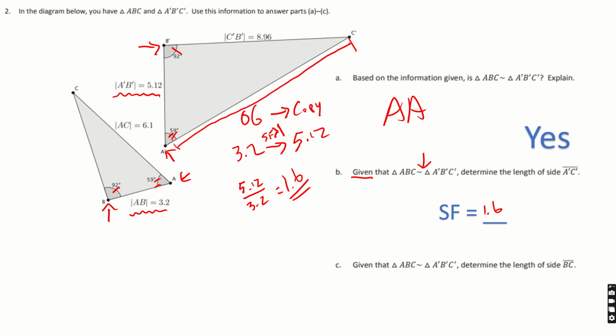this big thing here. We are given AC of 6.1. We know that when we multiply by our scale factor, we know it's a bigger version. That's why it's larger than 1, and it's 1.6. And so when we do 6.1 times 1.6, we get 9.76. And again, units, because I don't see any other units there, right? And same thing is true for C. It says given that triangle ABC is similar to triangle A prime, B prime, C prime, determine the length of side BC. So again, we're looking for a scale factor.